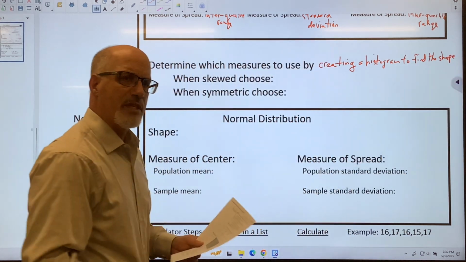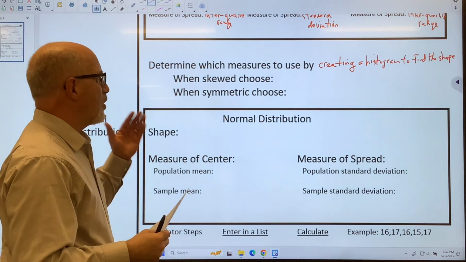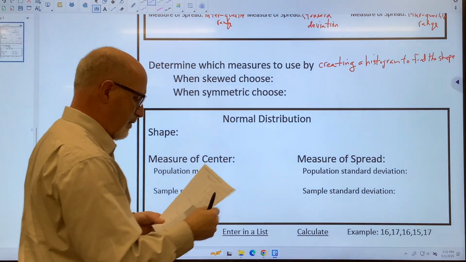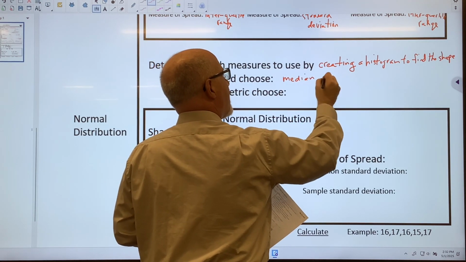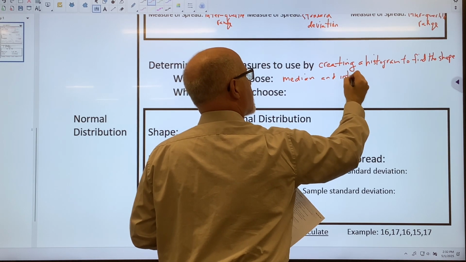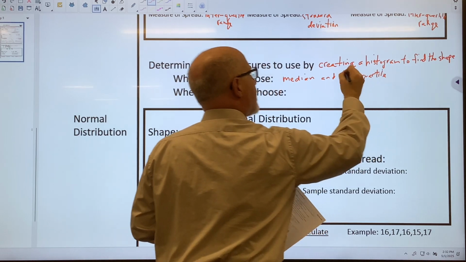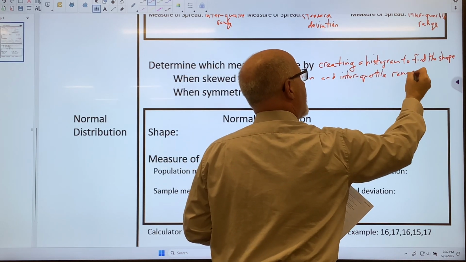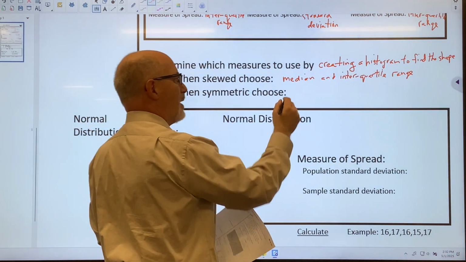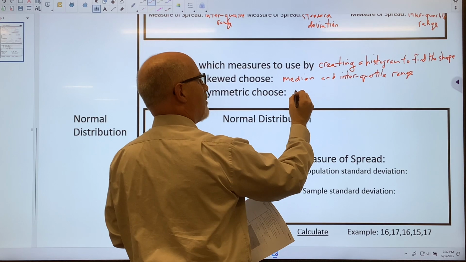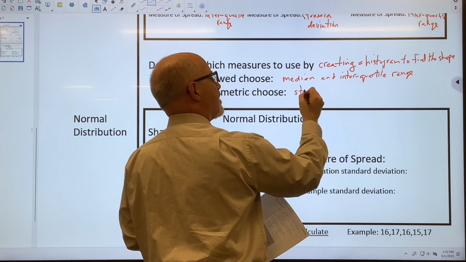That will help you see, is it left skewed, is it right skewed, or does it have a symmetric look to it? So when it's skewed, remember, when we have a skewed graph, we're going to use the median and the interquartile range to describe the graph. And if, on the other hand, it's symmetric, where you've got that bell shape to it, you're going to use instead the standard deviation.